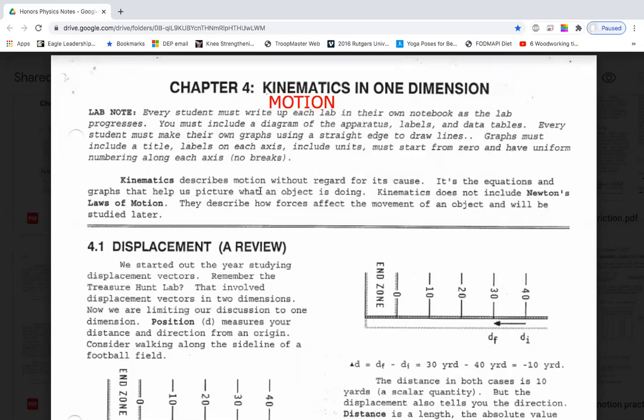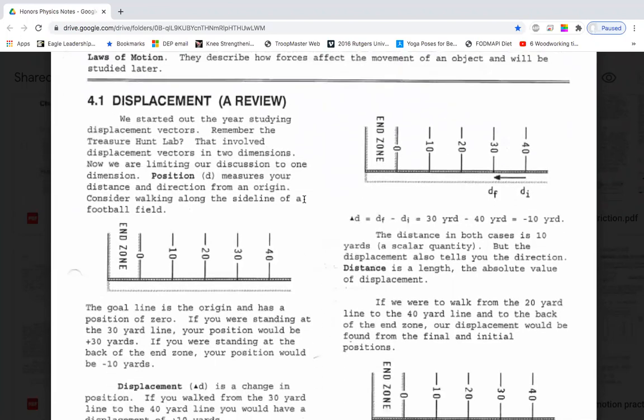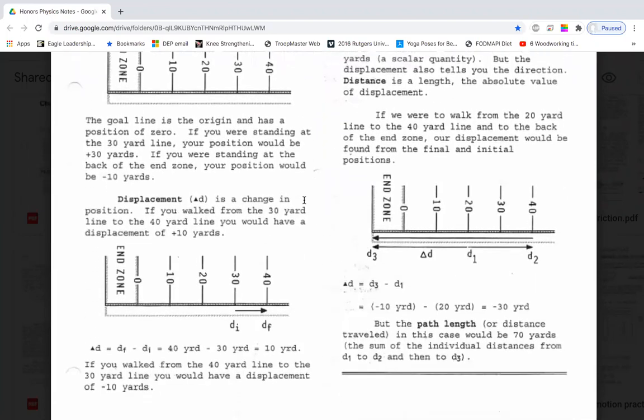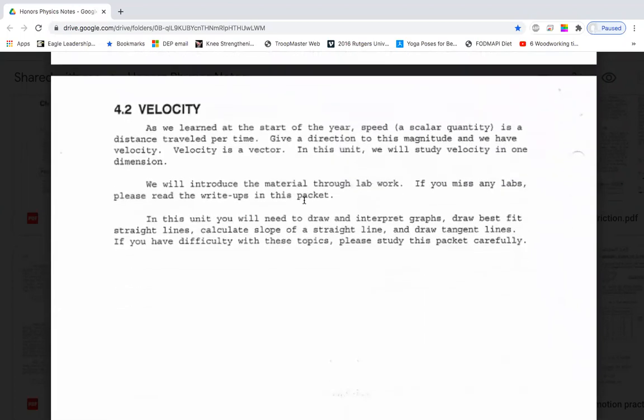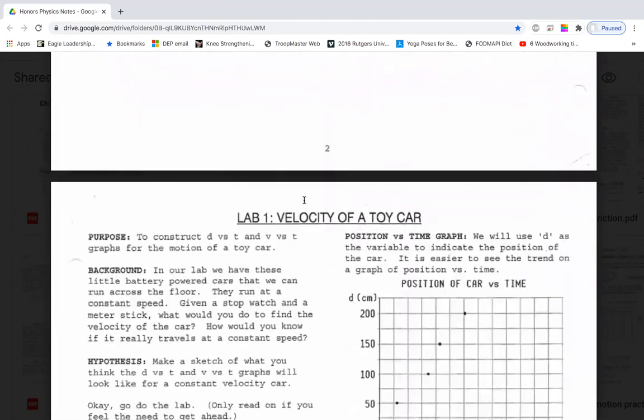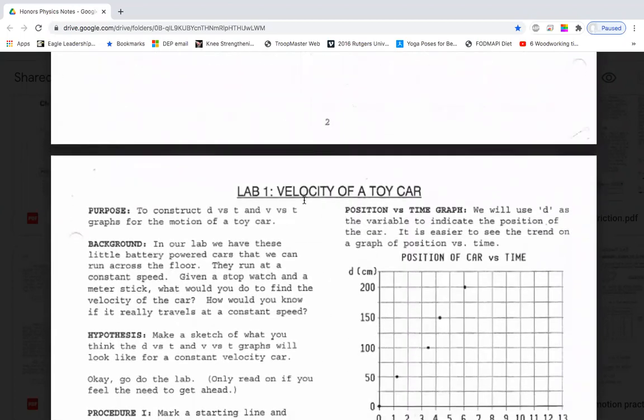Kinematics describes motion without regard for its cause. But you probably already know that to put something in motion, you have to push on it. Well, that's not part of this chapter. So we're not going to worry about the force that causes it. We're just going to look at the motion itself. We've already talked about displacement earlier on, and you can read this. It's got some good examples. You already know something about velocity. So we already have the background to start the lab.